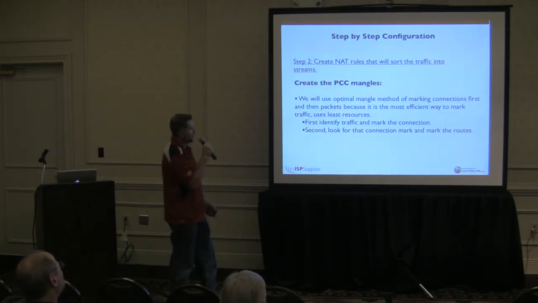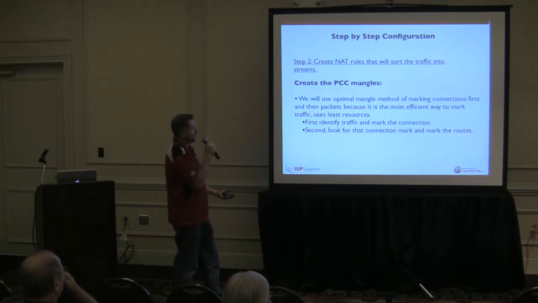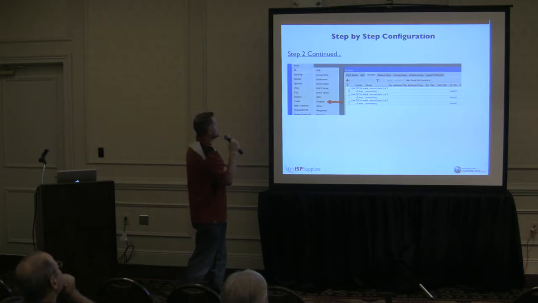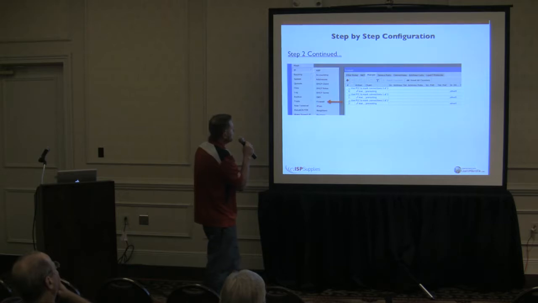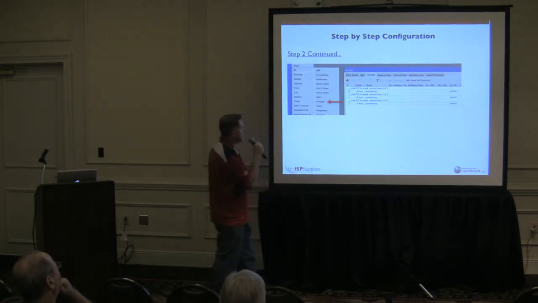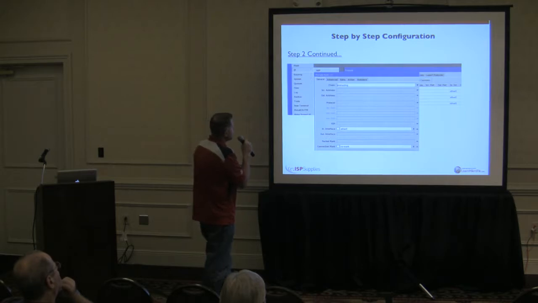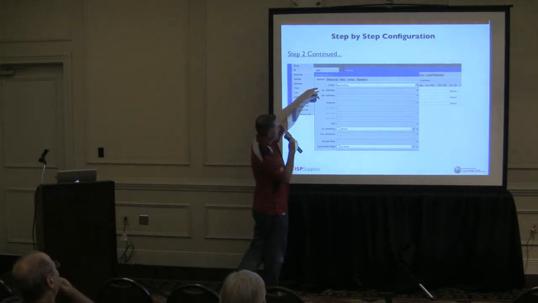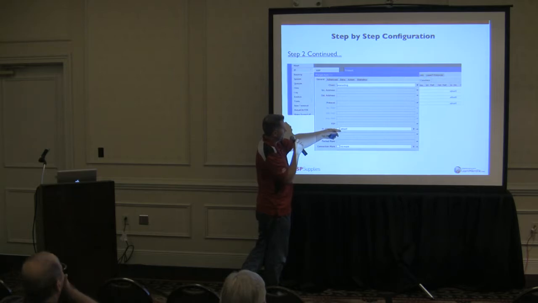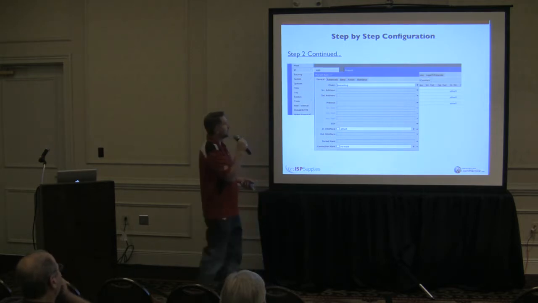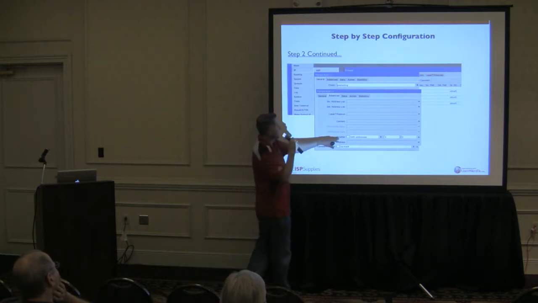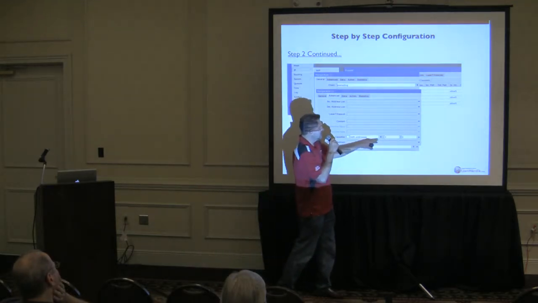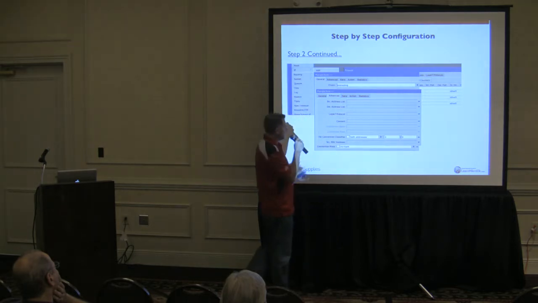So the first step is identify the traffic, mark the connection. The second step is look for that connection mark and mark the routes. So this is found under IP firewall mangle. And we're going to create 3 PCC rules in the pre-routing chain. The first rule says, in pre-routing, if packets come in our LAN interface, Ethernet 5, and if they have the special connection mark of no mark, we're going to use the PCC classifier of both addresses, 3 and 0, so this is our first WAN connection.